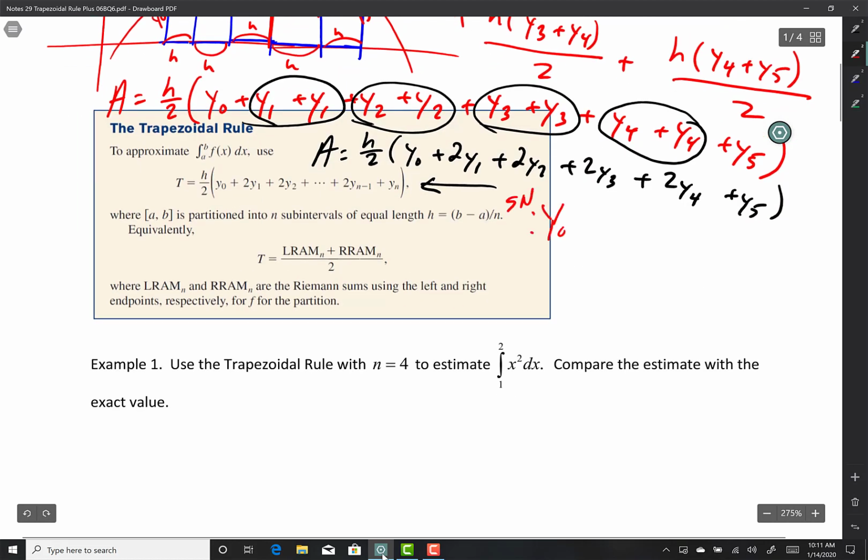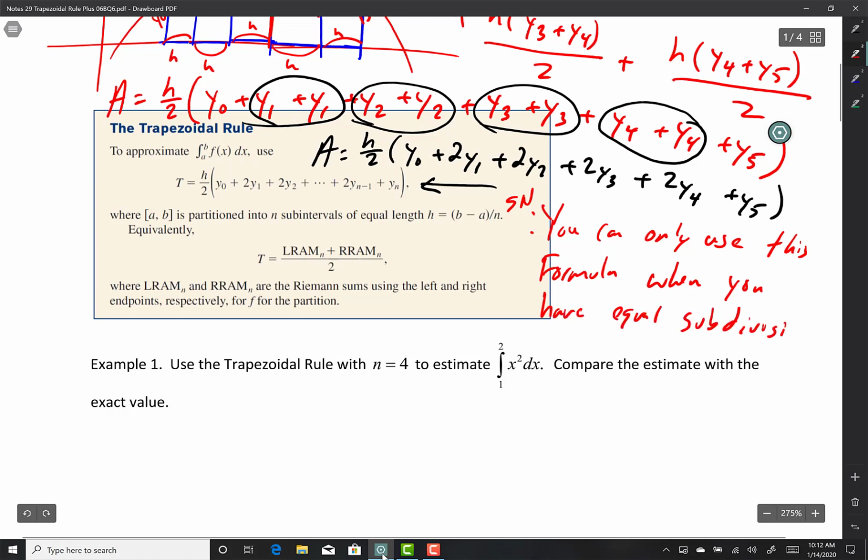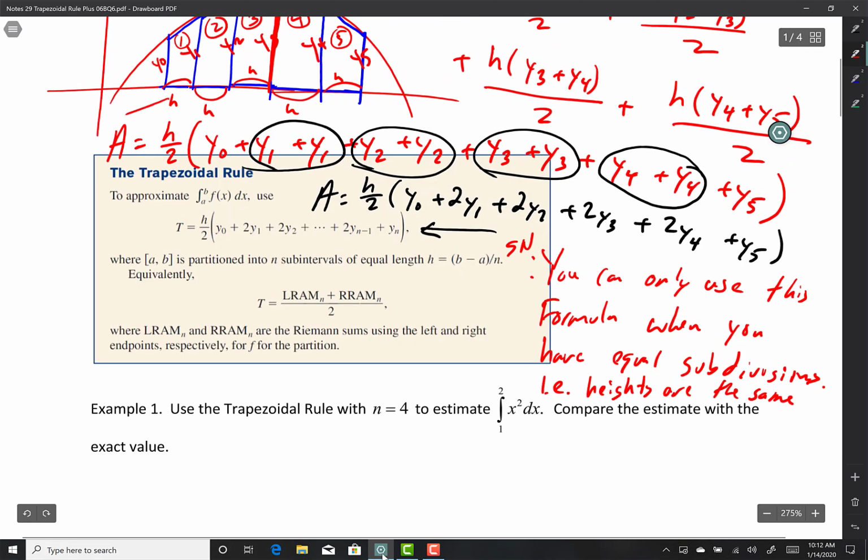Side note: you can only use this formula when you have equal subdivisions, that the heights are the same. That means, i.e., heights are the same. Now look guys, our heights, isn't that just like a delta x, the way I have it written? So our heights are just going to be delta x.